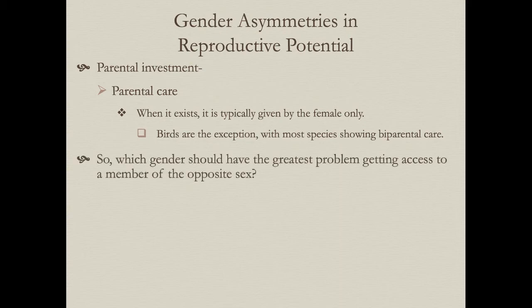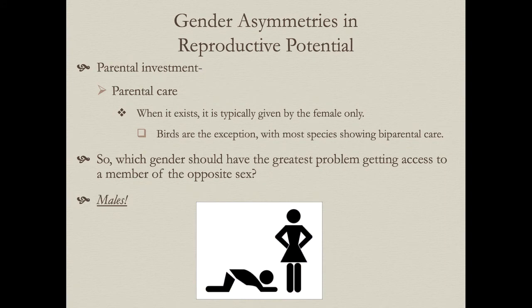So we've got these asymmetries. Females are putting a lot more investment in the initial production and the maintenance of gametes and then the survival of the offspring. So in that case, which gender should have the greatest problem in convincing members of the opposite sex to mate? Males. Females, because of this much greater investment, are going to be very, very choosy in who they mate with. Males have to do one of two things to increase their mating success.